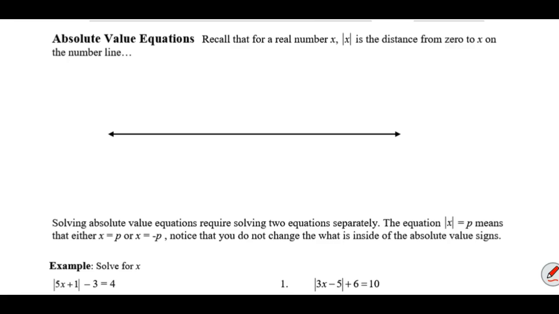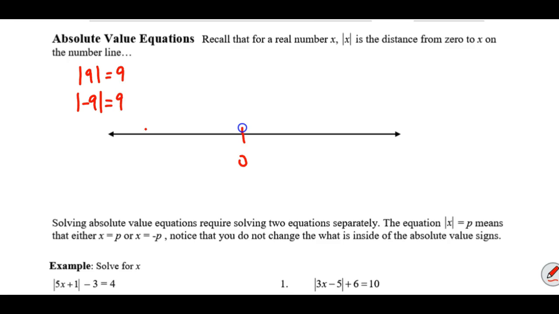So remember that for any real number x, the absolute value of x is the distance from 0 to x on a number line. So if we put 0 here in the center, and let's talk about the absolute value of 9. Well, the absolute value of 9 is 9, but also if we consider the absolute value of negative 9, we'll also get 9.